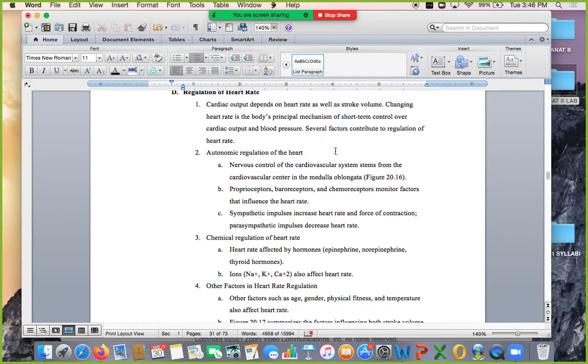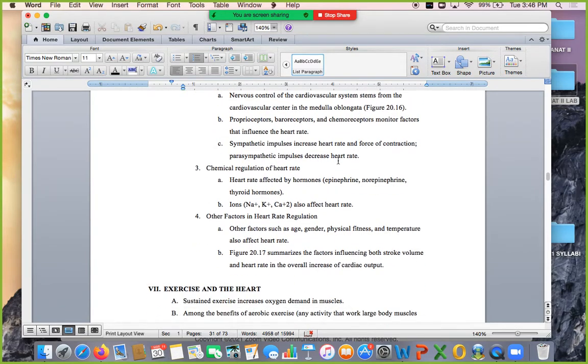Okay, so the heart rate is under autonomic regulation and chemical regulation. And other things that factor into your heart rate include your age, your physical fitness, and your gender.